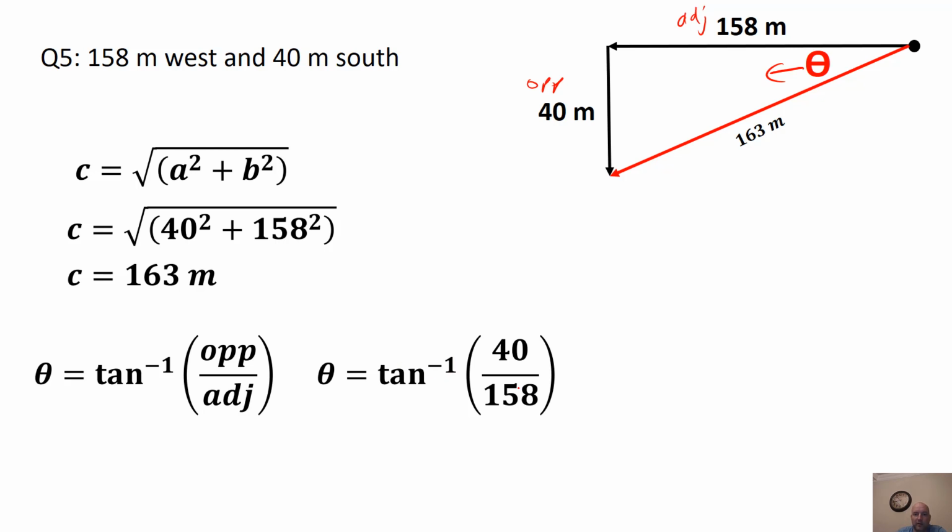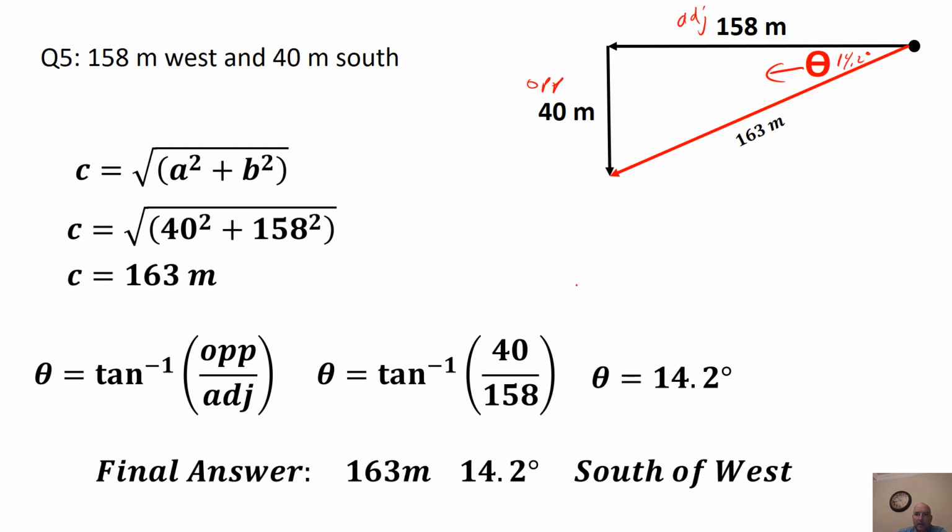Some calculators are weird. You have to search a little more for it, but you should get 14.2 degrees, and that's going to be this right here, 14.2 degrees. And now we're ready to come up with our overall answer: 163 meters, 14.2 degrees to the south of west.